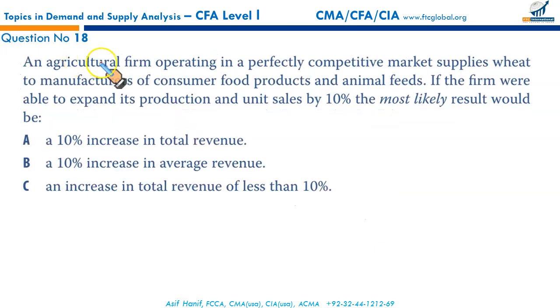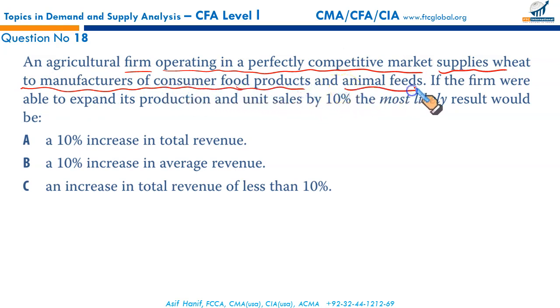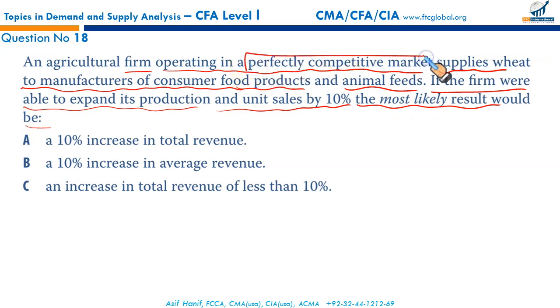Next, an agricultural firm operating in a perfectly competitive market supplies wheat to manufacturers of consumer food products and animal feeds. If the firm were able to expand its production and unit sales by 10%, the most likely result would be... Since you are operating in a perfectly competitive market, if you expand your production units by 10%, you are the price taker.